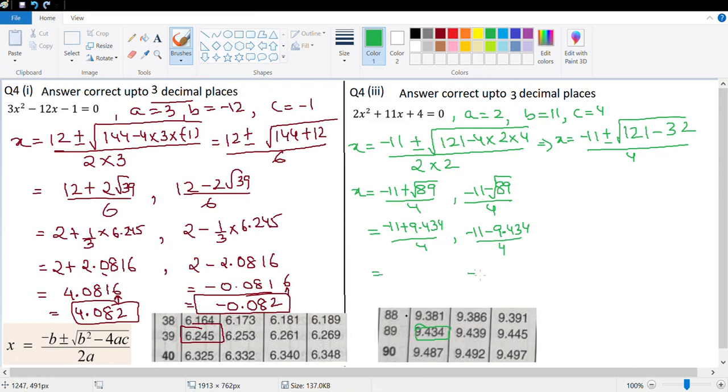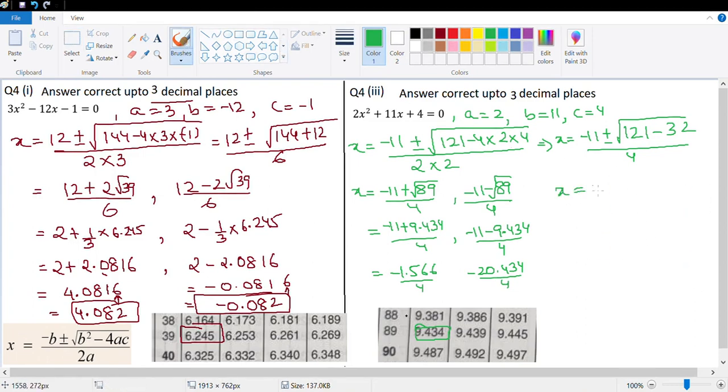This is negative 20.434 upon 4, and this will be 11 minus 9.434, that's 1.566. So this is negative 1.566 upon 4. So now we need to divide. Let me erase this.